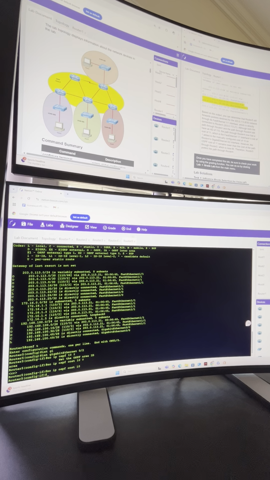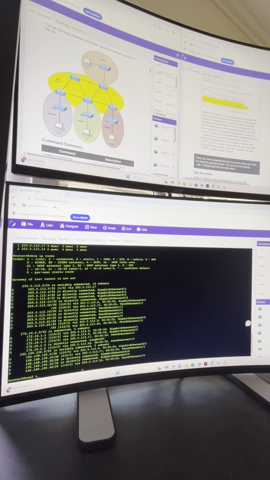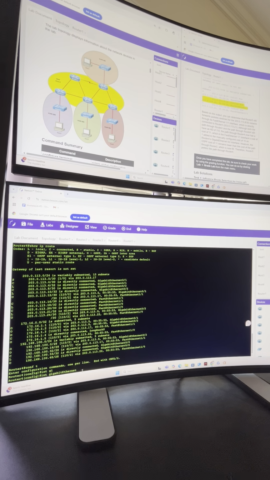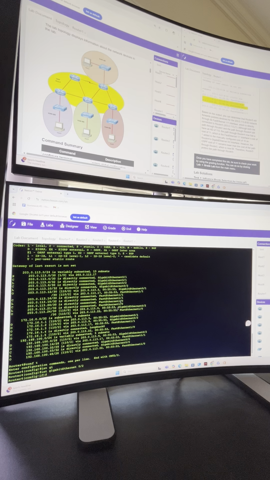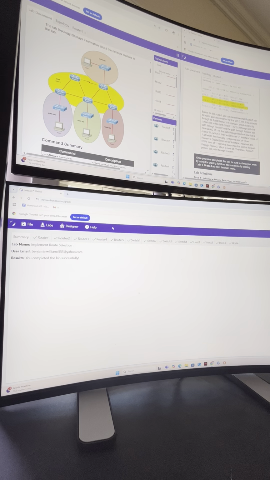Let me go to router 4, and let's go into configure terminal, interface gigabit Ethernet 0/2. And let's do an IP OSPF cost of 10. Now let's try to turn it in. And yeah, that was the error that it was throwing. So all good. We figured out what was going on, got everything corrected.